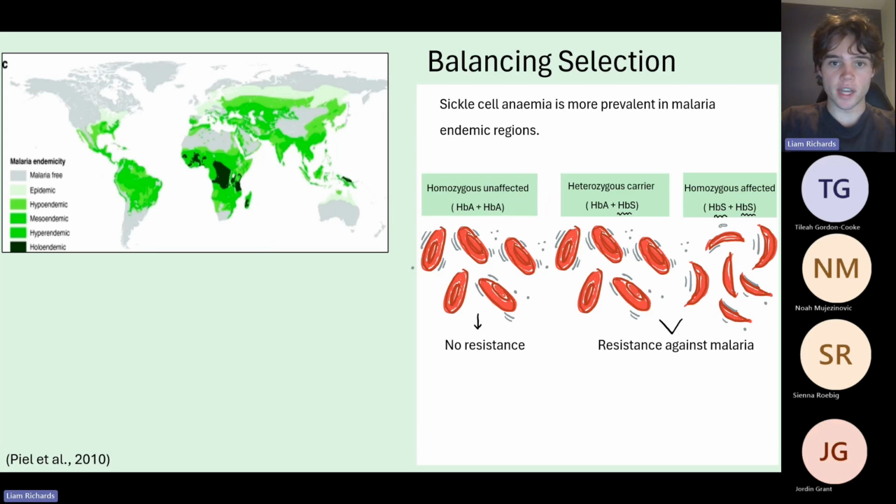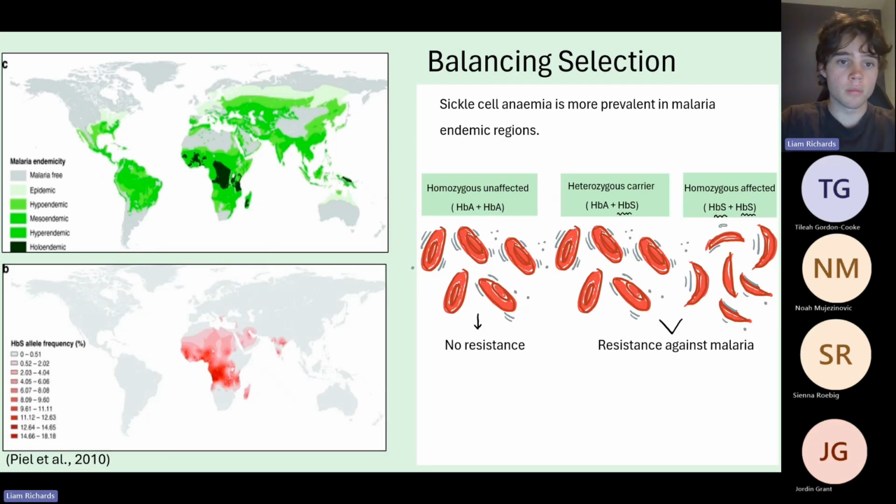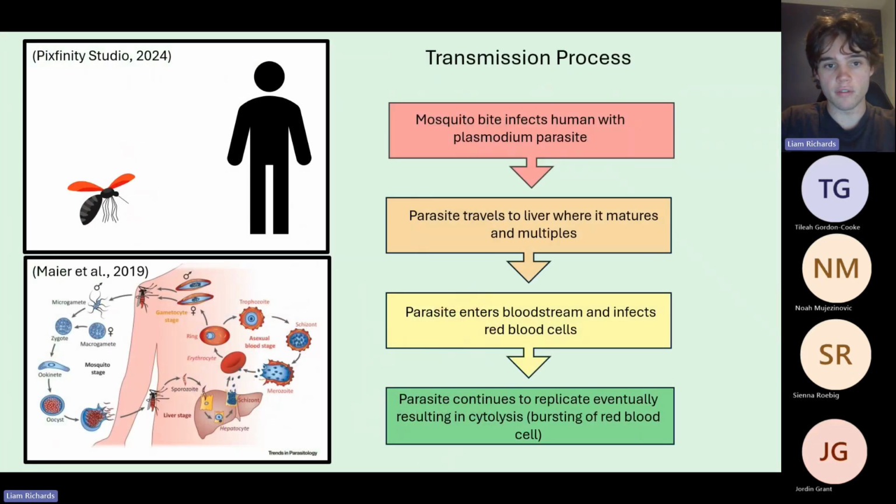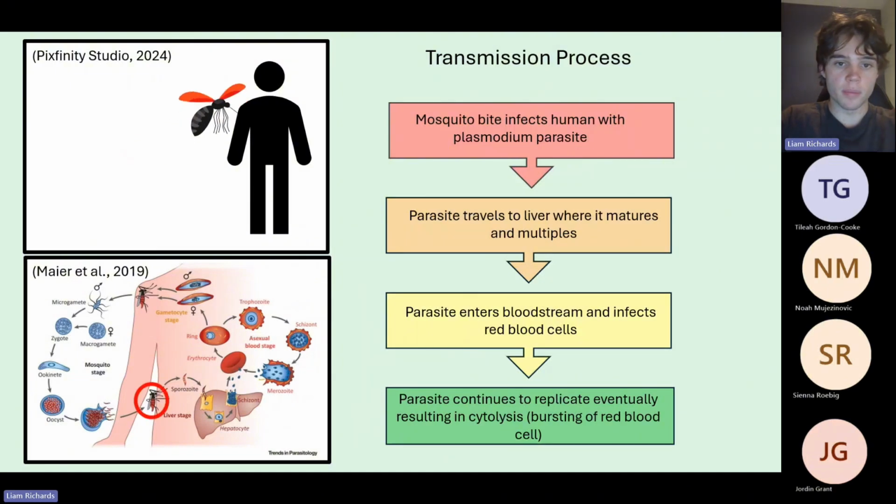So the reason the S allele is maintained despite causing sickle cell anemia is due to a protective advantage against malaria in trait carriers. This phenomenon is known as balancing selection. Here we see regions with high malaria prevalence showing a direct correlation with higher S allele frequencies. Plasmodium falciparum, the most common and deadly malaria parasite, is transmitted by infected Anopheles mosquitoes. Once inside the body, the parasite develops in liver hepatocytes before infecting red blood cells and spreading.